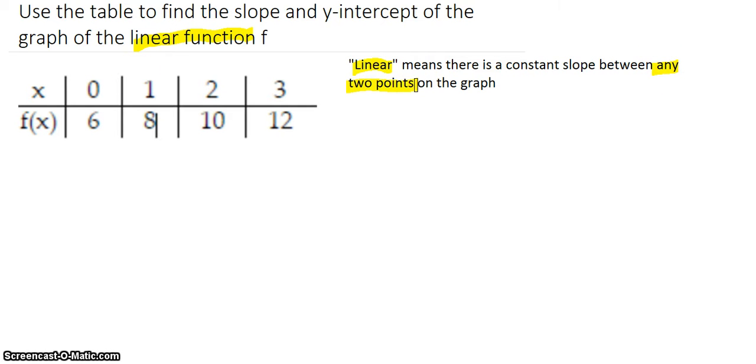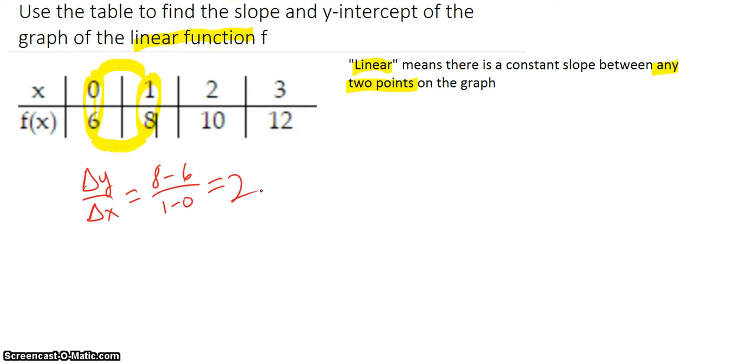So let's just take these 2 points here, (0, 6) and (1, 8). The x increments 1 and the y increments 2. In other words, delta y over delta x between those points is (8 minus 6) over (1 minus 0), which is 2. Well, let's take these 2 points.